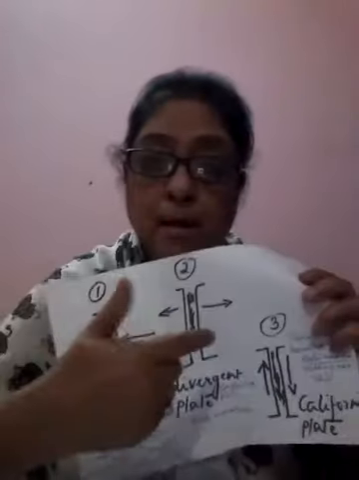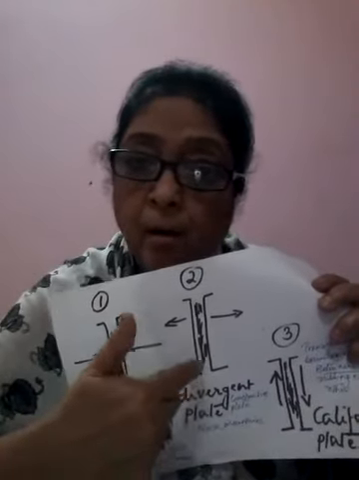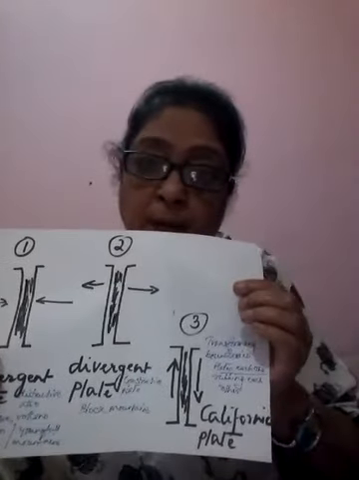So guys, this divergent plate is also called the constructive plate. Constructive plates. During this movement, block mountains occur. That is called block mountains. That also occurs.